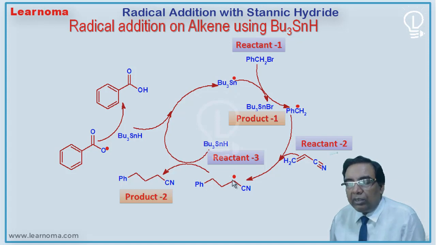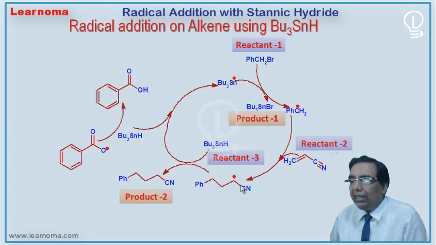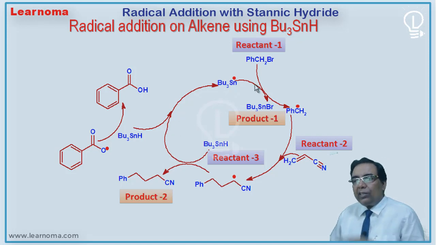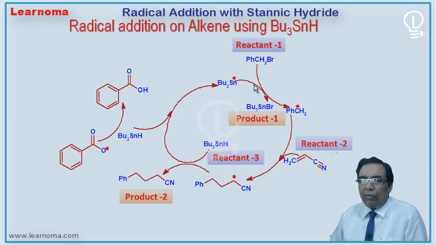Now this radical will decay. How will this decay? This will snatch hydrogen from Bu3SnH, stannic hydride. From another molecule of stannic hydride, it will snatch hydrogen and form the addition product. 1, 2, 3 carbons from acrylonitrile and Ph and CH2 from PhCH2Br. In this way, your benzyl group gets added with acrylonitrile via free radical mechanism. This is important. Let us see one question that is based on this concept only.